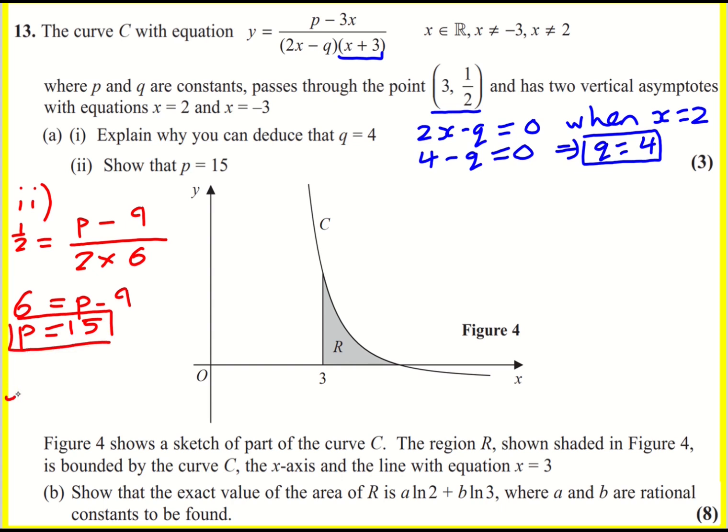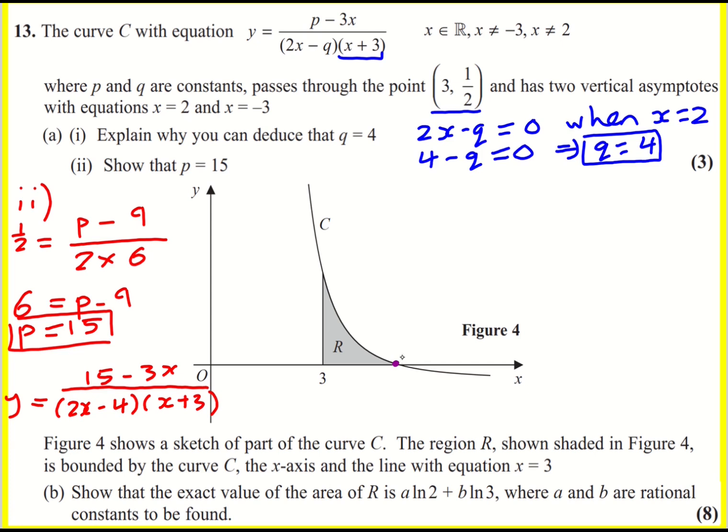And I can now even write down my function as y equals 15 minus 3x all over 2x minus 4 times x plus 3. This is going to be useful for the next part. So we're now given a sketch of part of the curve, 3, and some other point here where it hits the x-axis, and we're asked to find the exact area.